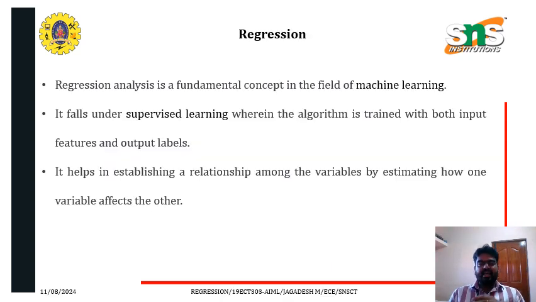So, what is actually regression? Regression analysis is a fundamental concept in the field of machine learning. It falls under supervised learning, wherein the algorithm is trained with both input features and output labels. It helps in establishing a relationship among the variables by estimating how one variable affects the other.